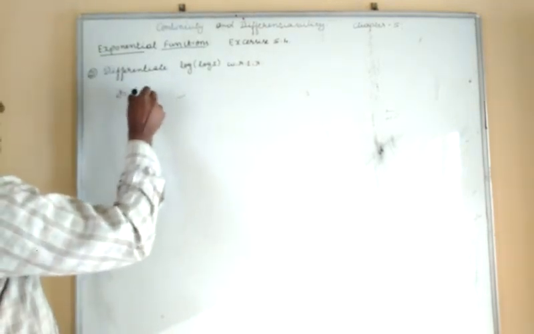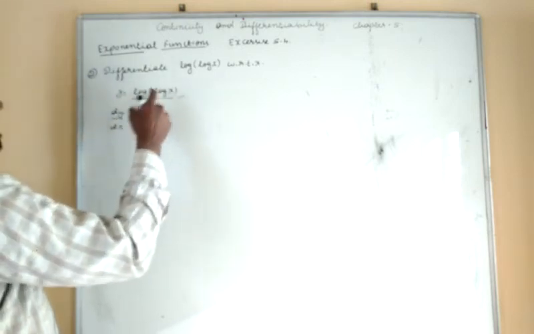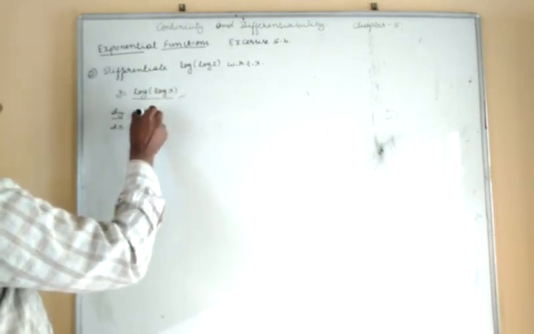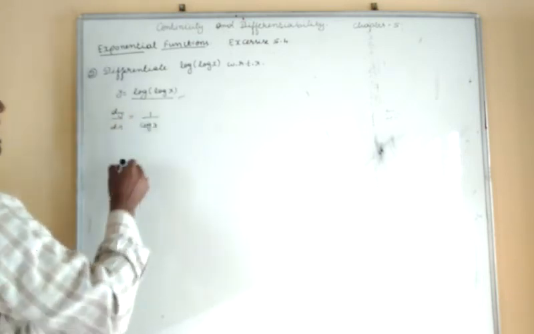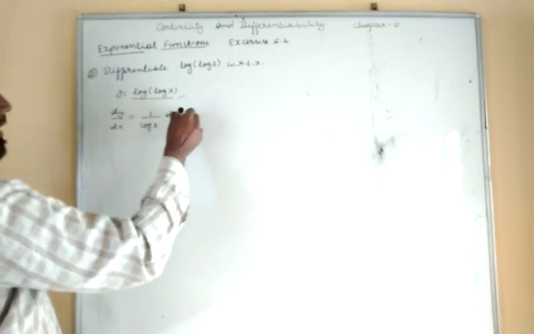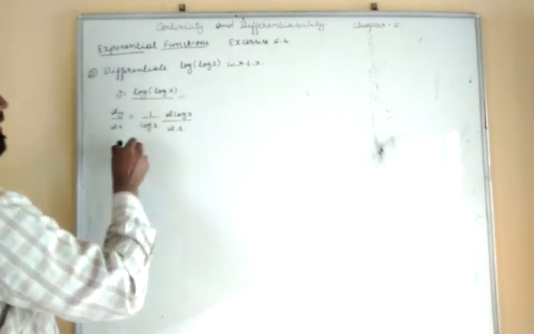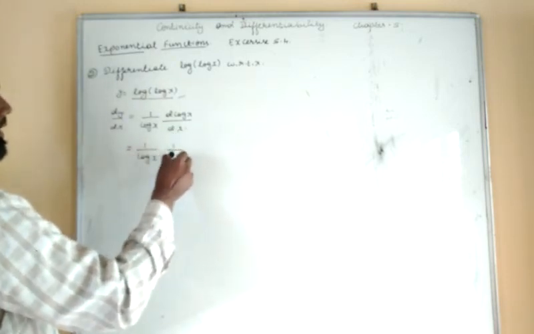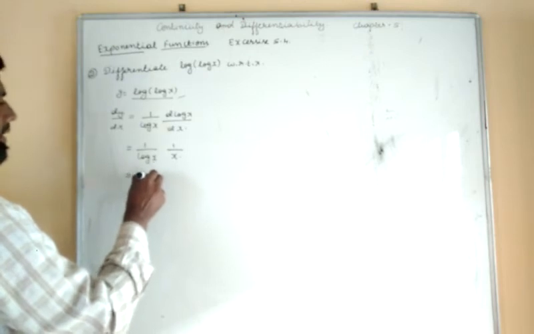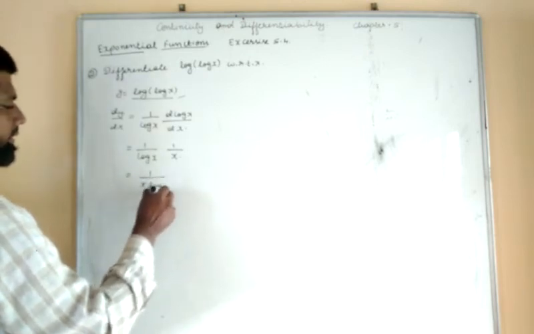Okay, we can solve this problem directly or by substitution method. Log of log x. Let us differentiate dy by dx with respect to x, which is log x. In the place of x here, log x is there. Log x differentiation is 1 by x. In the place of x there, so 1 by log x. Again differentiation of log x. Then 1 by log x into log x differentiation is 1 by x. Then 1 by x log x. Okay.